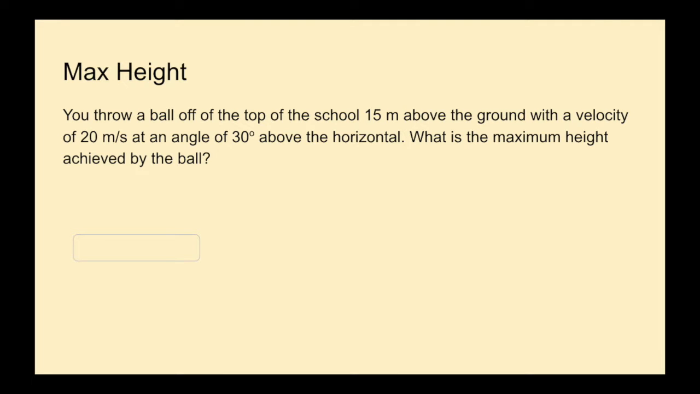You throw a ball off the top of the school 15 meters above the ground with a velocity of 20 meters per second, and this is at an angle of 30 degrees above the horizontal. What is the maximum height achieved by the ball?